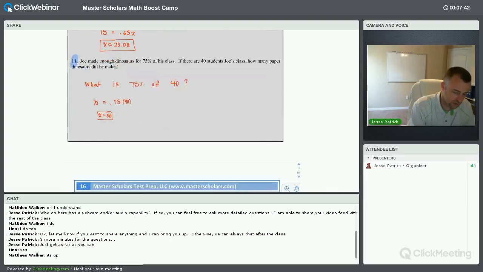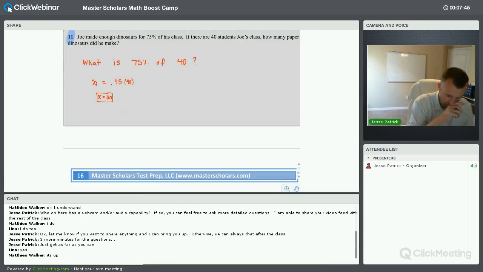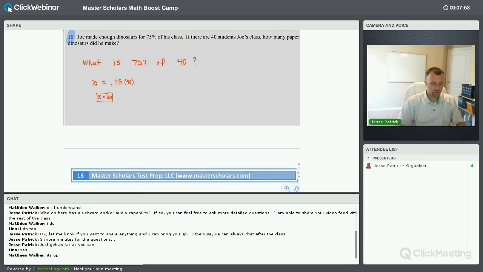Now, not all of you got here, but I'll walk through it. What I did on this one is take a word problem. This is a little bit of a transition into an SAT type question, where you are going to have to take these words out of an actual sentence. It said Joe made enough dinosaurs for 75% of his class, and there are 40 students in Joe's class. How many dinosaurs did he make?